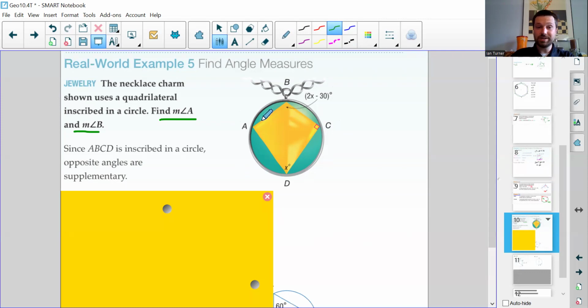So we got a quadrilateral inscribed in a circle. Opposite angles have to be supplementary. So angle A and angle C have to add up to 180, but we know angle C is 90. So angle A also has to be 90. Angle A equals 90.